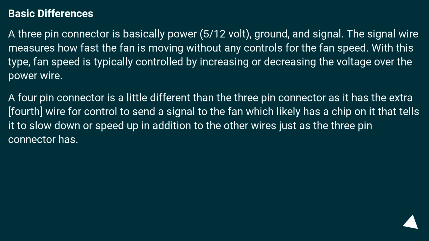A 4-pin connector is a little different than the 3-pin connector as it has the extra, 4th, wire for control to send a signal to the fan, which likely has a chip on it that tells it to slow down or speed up in addition to the other wires, just as the 3-pin connector has.